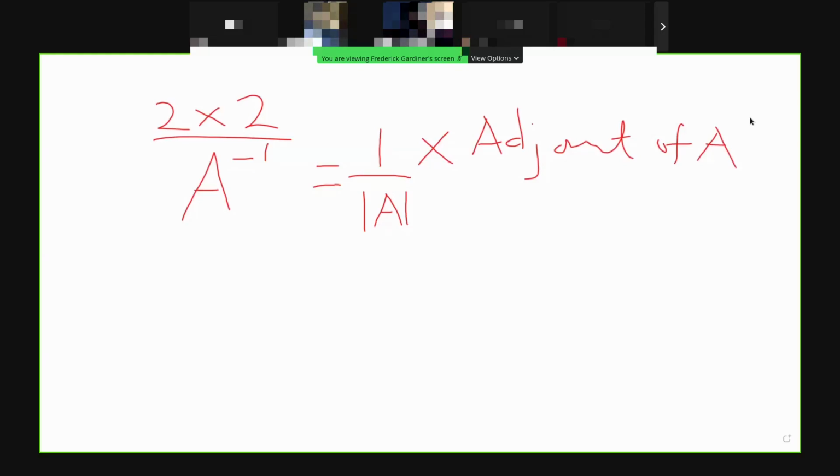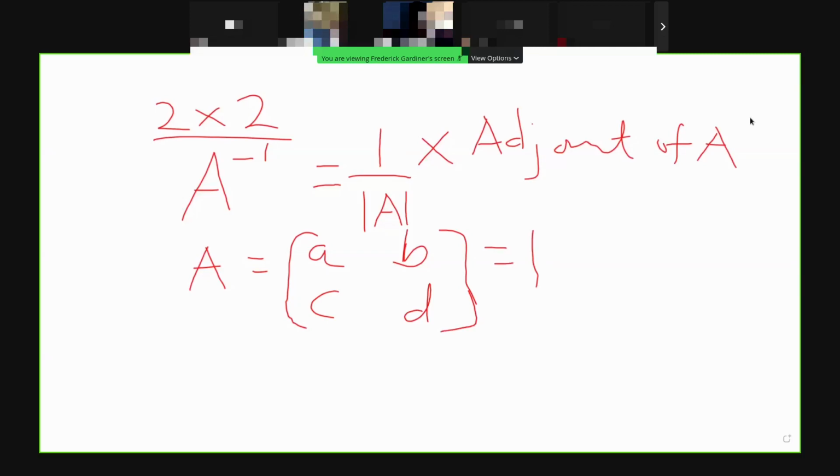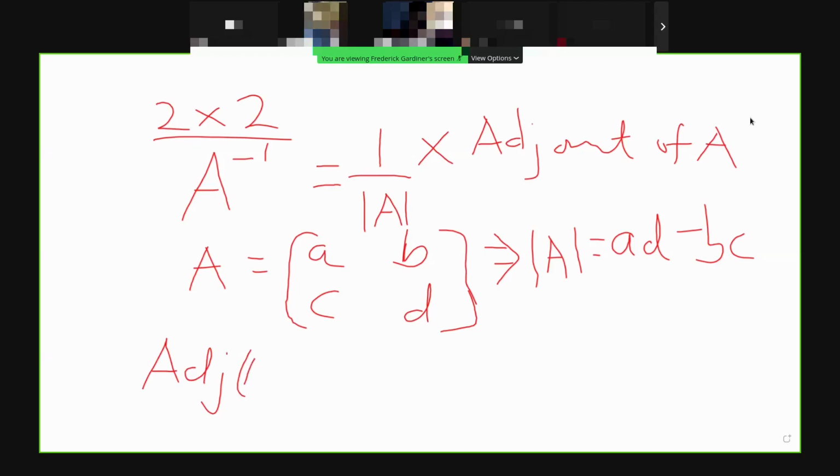So for example, if I have A, and A is a 2 by 2 with elements say a, b, c, and d, you all agree with me that the determinant of A will be equal to ad minus bc. Do you agree? Yes. Now, the next thing you need will be the adjoint of A. When I write adj(A), it means adjoint of A. Adjoint is spelled a-d-j-o-i-n-t.